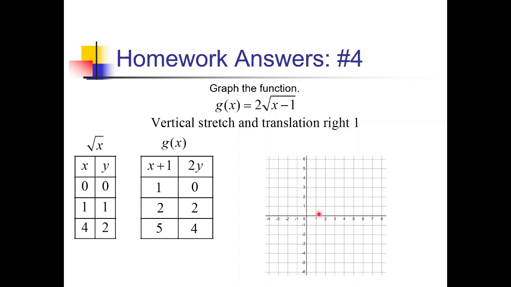So we have 1, 0 right there, 2, 2, and 5, 4 is right up there. Our new endpoint is 1, 0 because that came from 0, 0. So starting right here, we're going through the rest of these points.